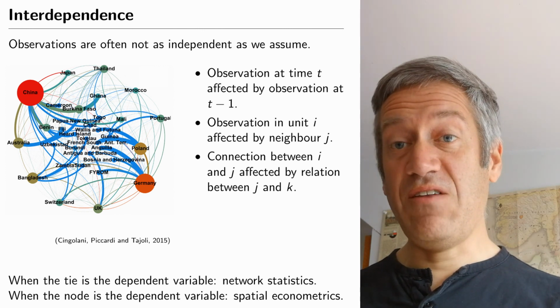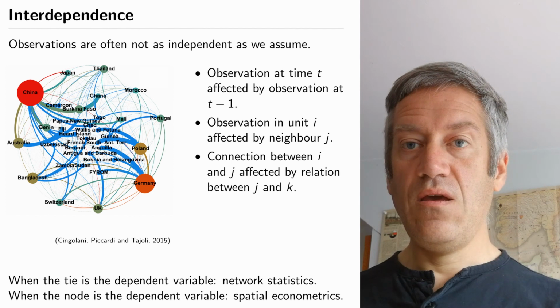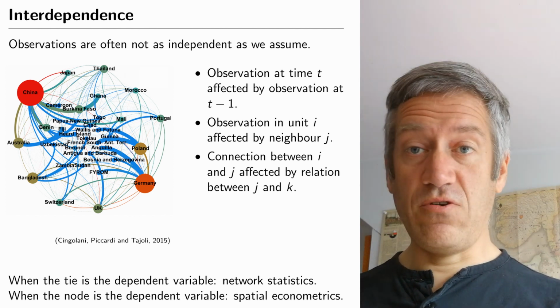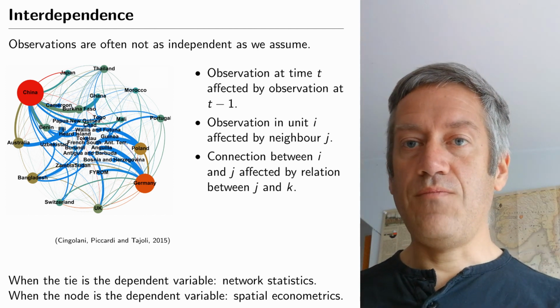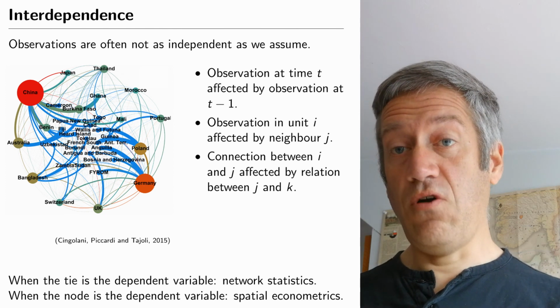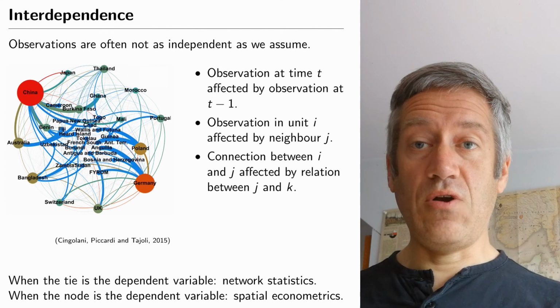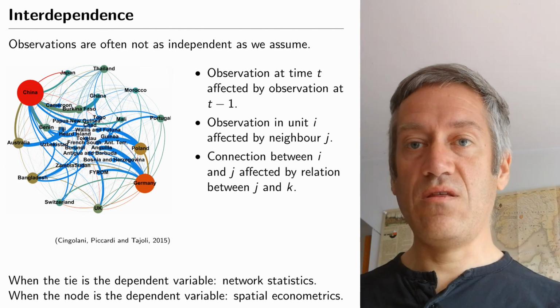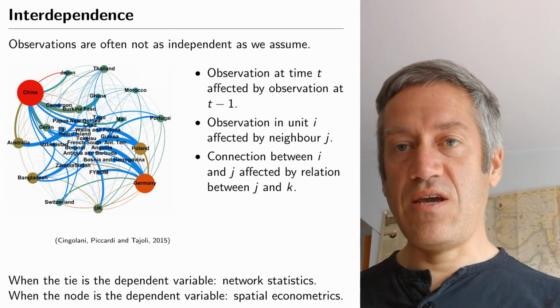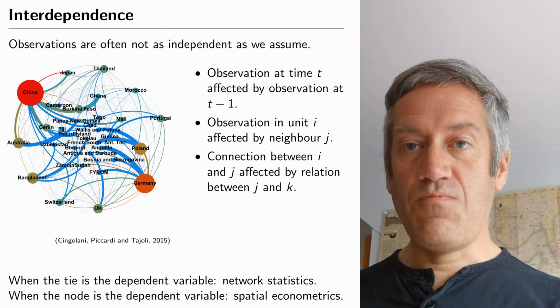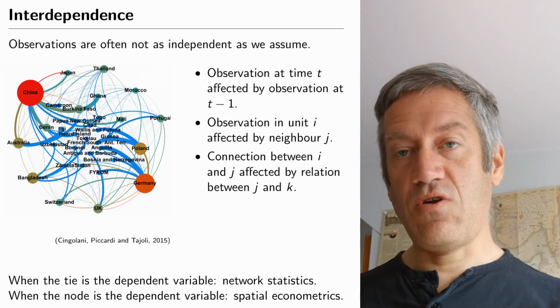then we're talking about network statistics. When we try to take these same higher order interdependencies into account, but we are trying to explain some feature of the nodes, for example, whether democracies are more likely to be surrounded by other democracies, or whether a particular policy spreads across a network, then we're talking about spatioeconometrics.